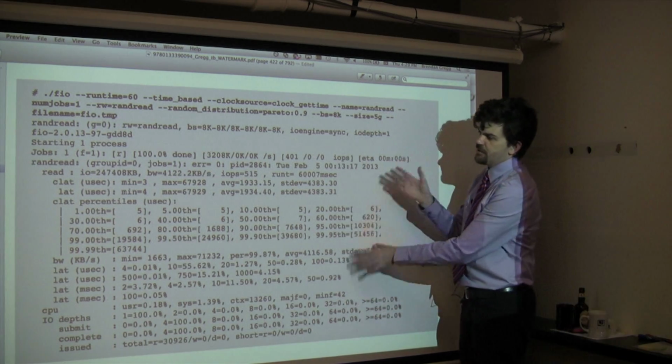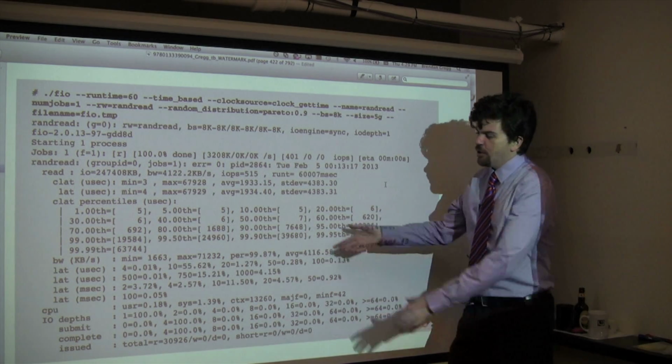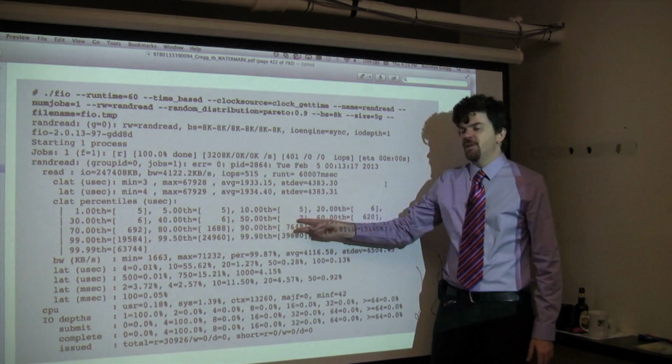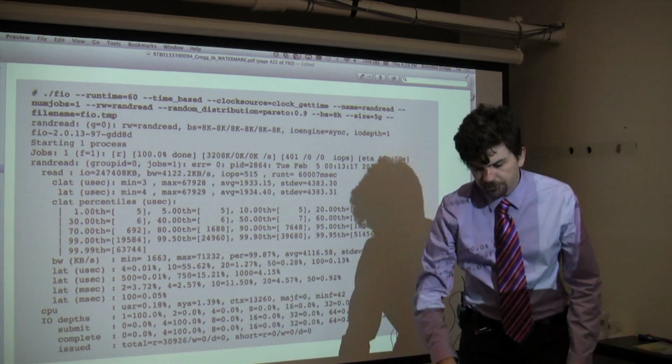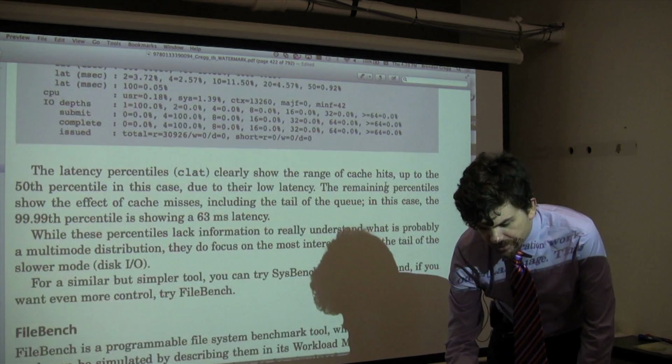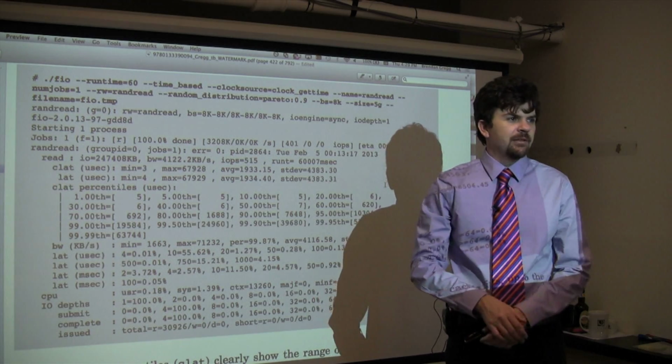FIO gives you heaps of statistics. It's pretty neat, like the 99th percentile and so on. Although this helps me examine the tail of the queue, it doesn't help me examine multi-mode distributions. So I actually don't mind FIO. FIO is written by Jens Axboe, who does a bunch of other Linux kernel work.